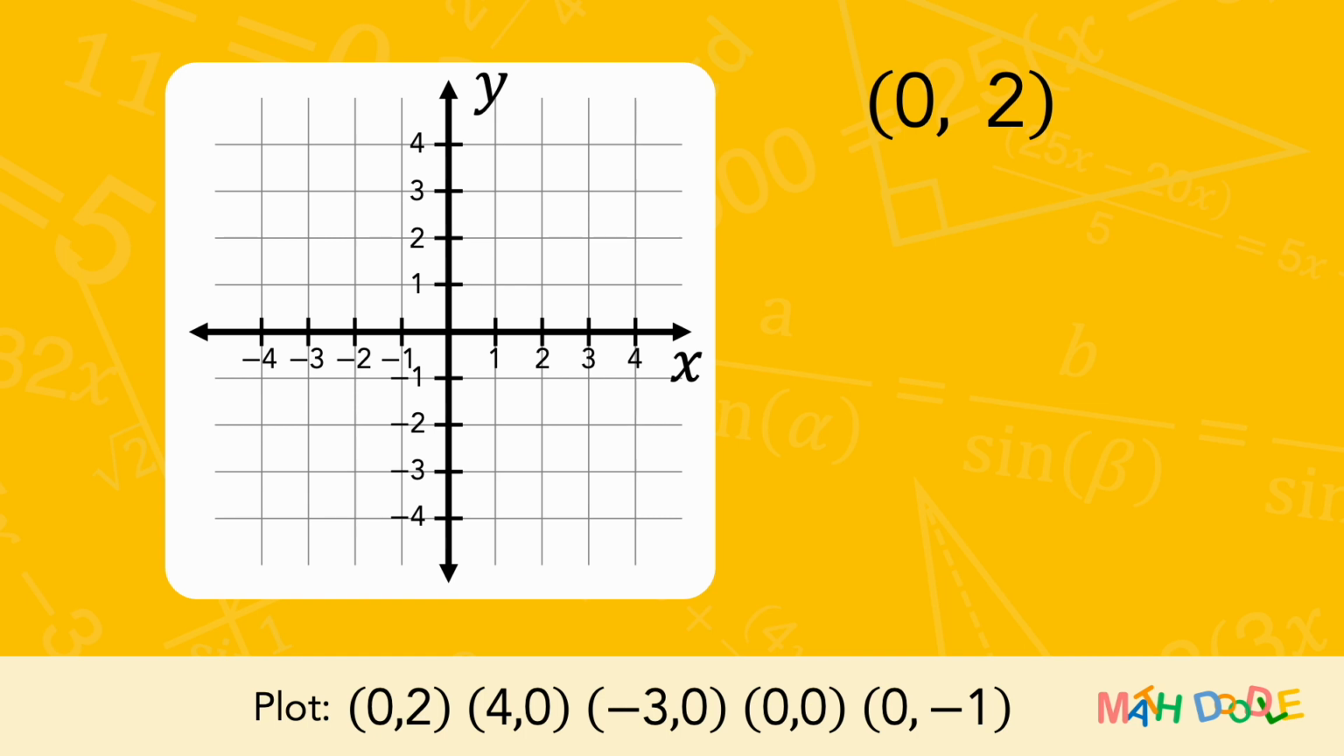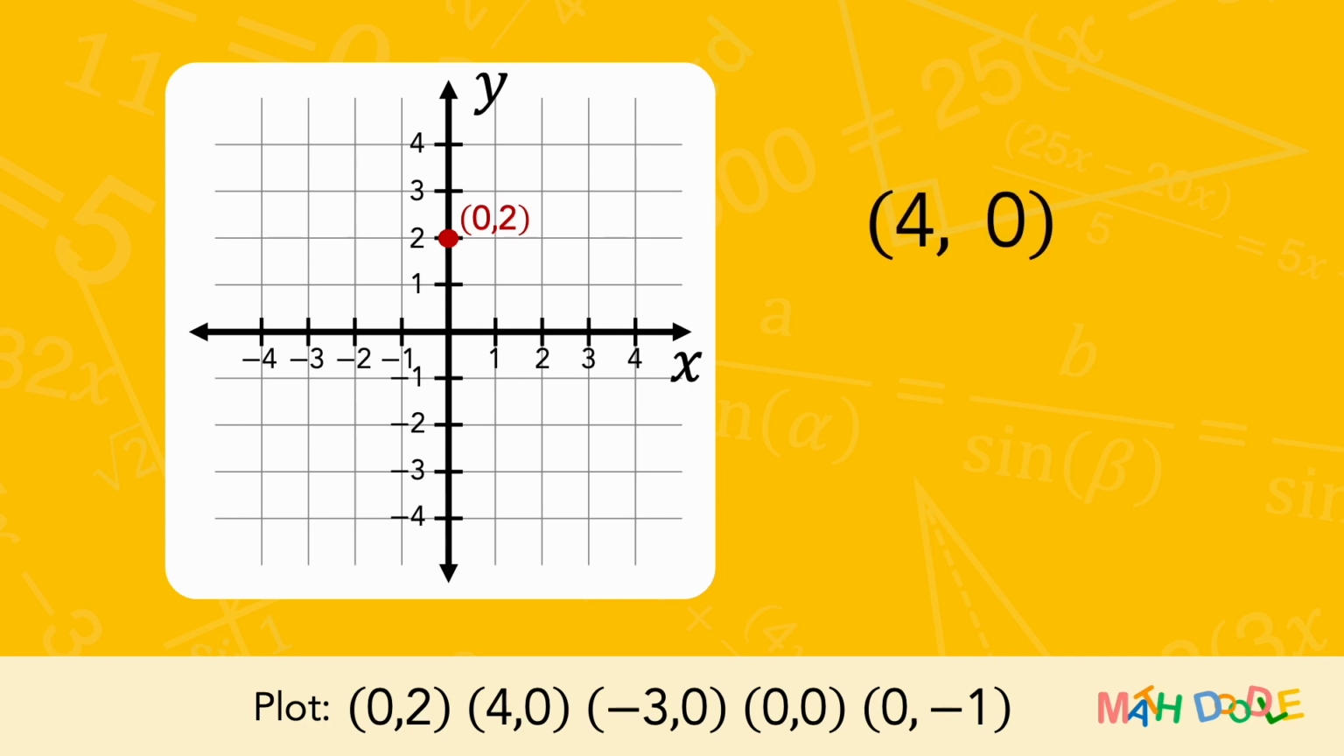Now, let's plot the point (0, 2) in a coordinate system. Its x-coordinate is 0, which tells us that the point is located on the y-axis. And its y-coordinate is 2. So, the point (0, 2) is located at the position 2 on the y-axis.